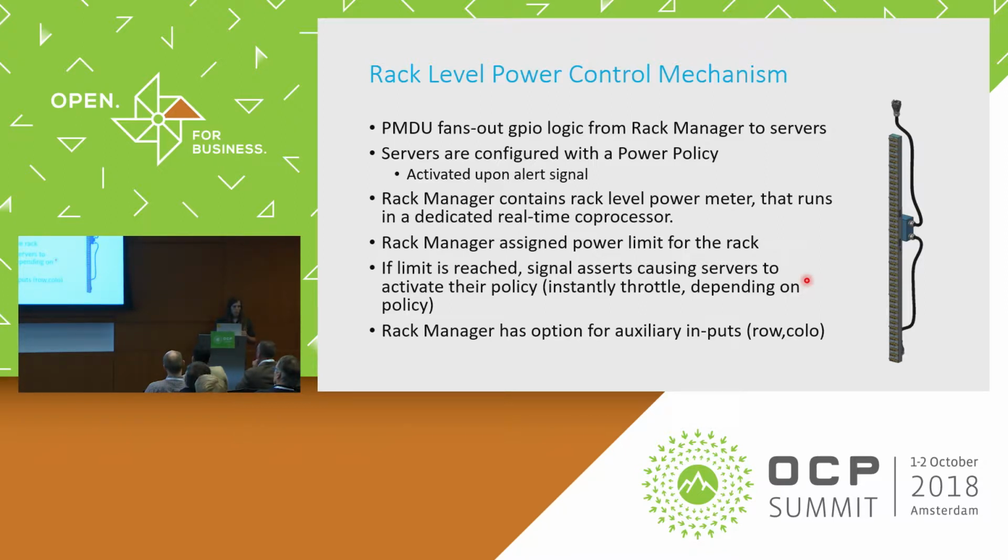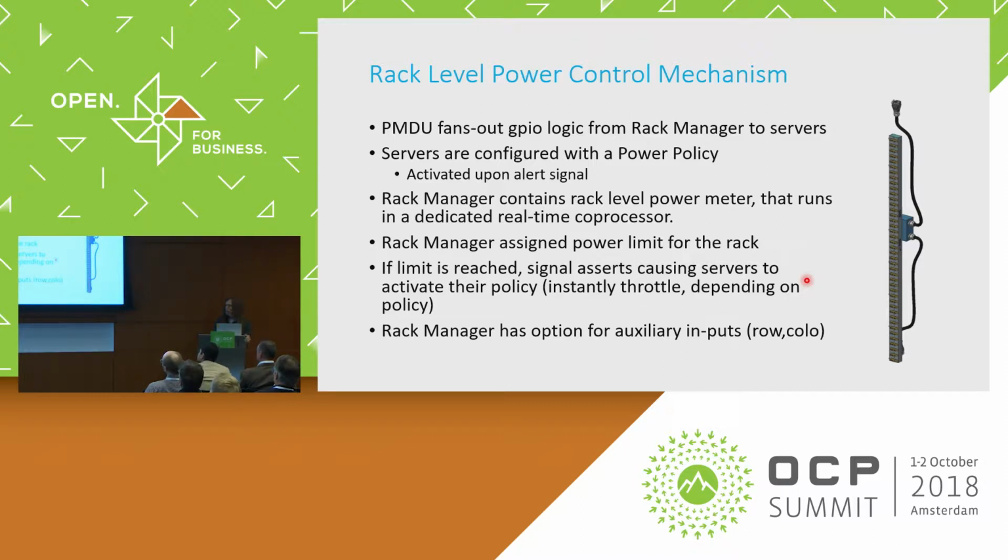Servers that run workloads that we would consider internal or sacrificial, we call it evictable, get a power policy that, when there's a power event, they're the first to get reduced in power. The rack manager performs the power metering across all three phases. It gets assigned a rack limit. If that rack exceeds that limit, those servers will activate their power policy. The signaling mechanism will be that logic level signal through the GPIO that's fanned out through the PMDU.